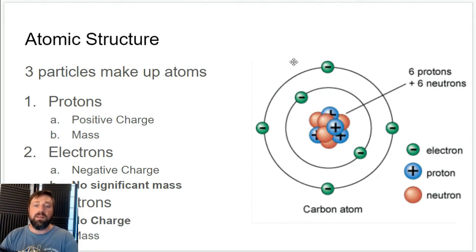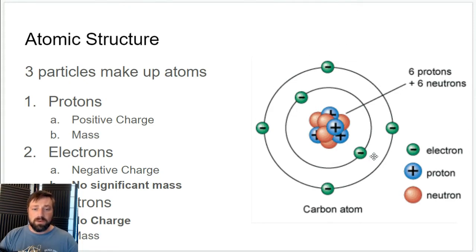Outside of that, you have electrons. Electrons have no significant mass, so we don't really count them when we talk about the mass of an atom. But they exist out here in orbitals, so they exist out here in energy levels. This is a Bohr model of the atom, so it does include energy levels. We have 2 for the first one, 8 for the second one, and so on, moving up.